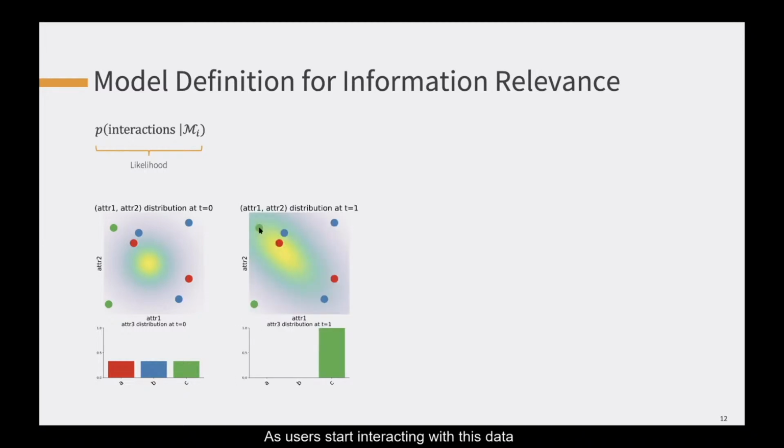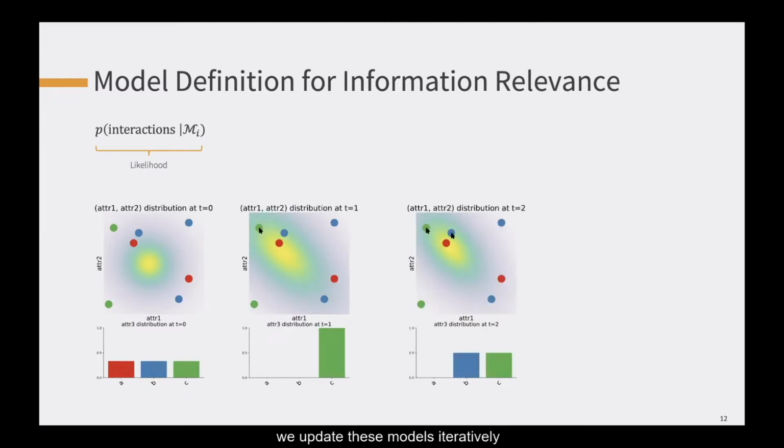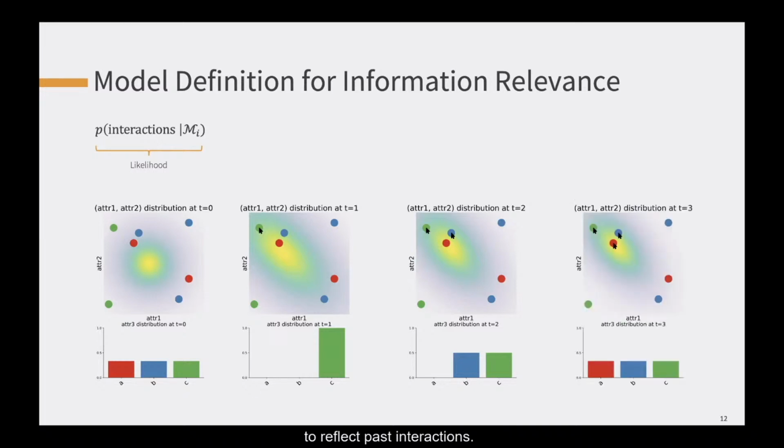As users start interacting with this data, we update these models iteratively to reflect past interactions. So for example, from time step 2 to time step 3, we update our multivariate Gaussian to contain the 3 interacted points better, and we update our categorical distribution to reflect the categories with which the user has interacted. In order to turn these distributions into probability values for each data point, we first normalize to get the probability mass function, and then we multiply the probabilities for each attribute.